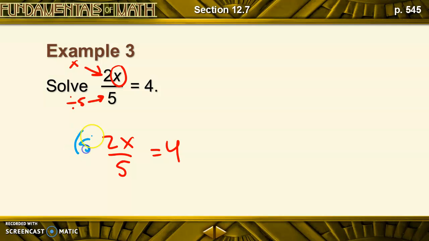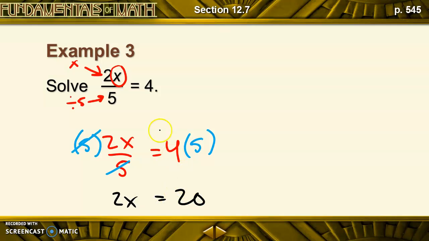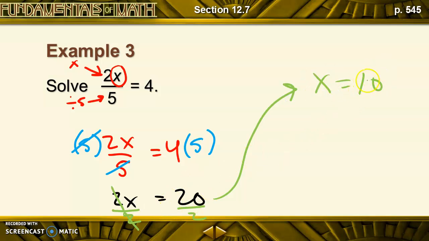So I'm going to go ahead and multiply by 5, so that this can cross cancel. But because this is math and math is fair, I have to multiply both sides by 5. So this ends up reducing to 2x is equal to 20. And then how would I get rid of this 2? Well, this is 2 times x, and the opposite of multiplying is dividing. So I'm going to divide both sides by 2. This cross cancels, and this reduces. So I get x is equal to 10, because 20 divided by 2 is 10.